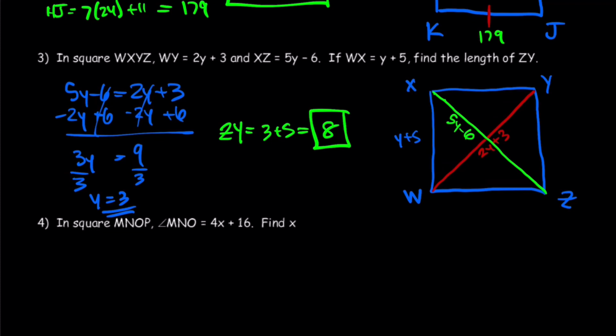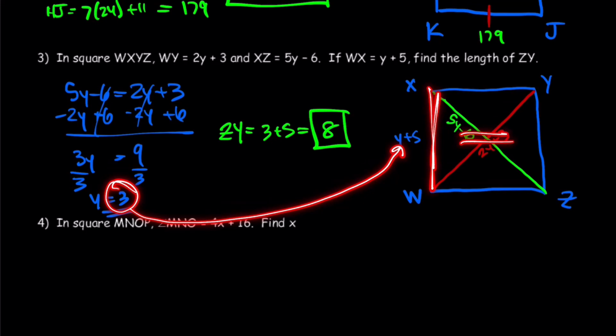So again, the concept here is just use these two for the equation. Once you get what y is, you plug that into this side, which has got to be the same as this side here. So that's how you get ZY.